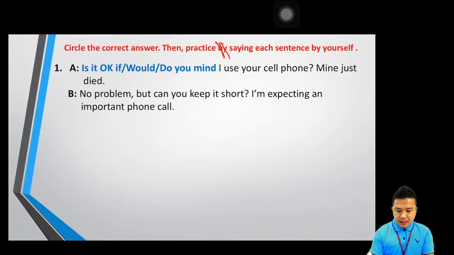Number 1. Student A: Is it okay if, would, do you mind I use your cell phone? Student B: No problem, but can you keep it short? I'm expecting an important phone call. Please choose your answer. Just circle your answer in your Interchange book, page 17.